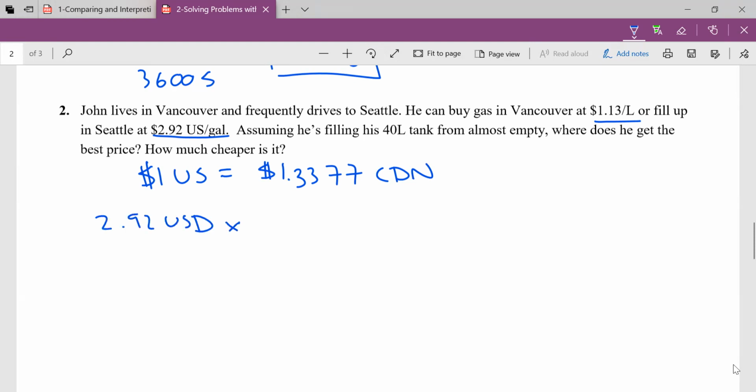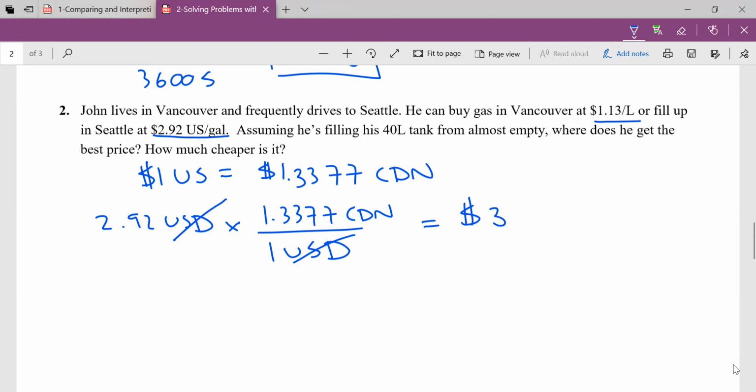And again, I set up my unit rate and I want to get rid of my US dollars. And I just said 1 US dollar is $1.33 and a little bit more Canadian. Again, the units I don't want cancel out. And so what I find out is 292 times $1.33 and a little bit more is roughly 391 Canadian.